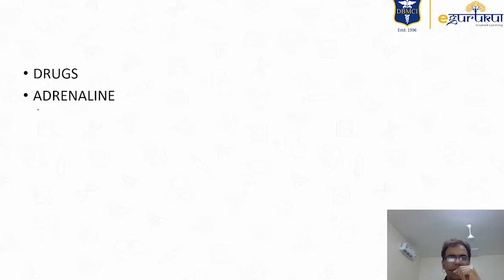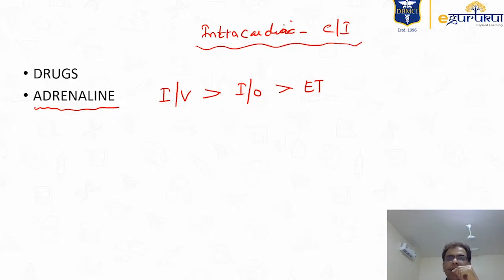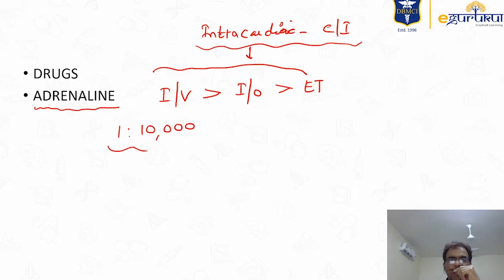Then nowadays you can say the only drug that is used for CPR is adrenaline, and it can be given through three routes: intravenous, intraosseous, and endotracheal. Intracardiac is absolutely contraindicated. Absolutely contraindicated. It is no more effective than any of these three routes, and it can cause significant myocardial damage. And the concentration of adrenaline for all these three routes is 1 in 10,000.